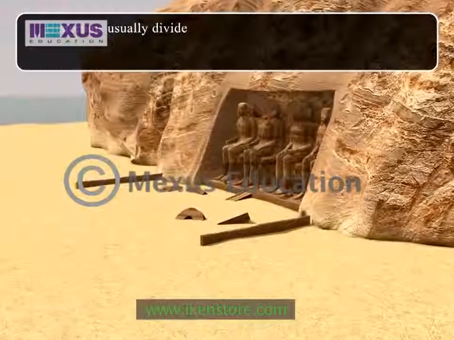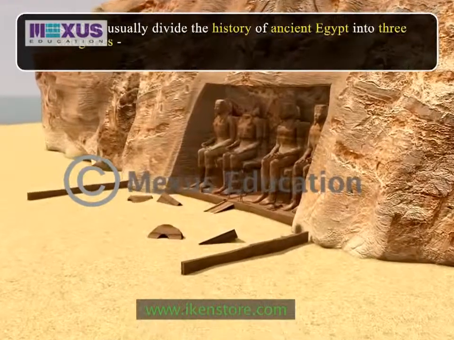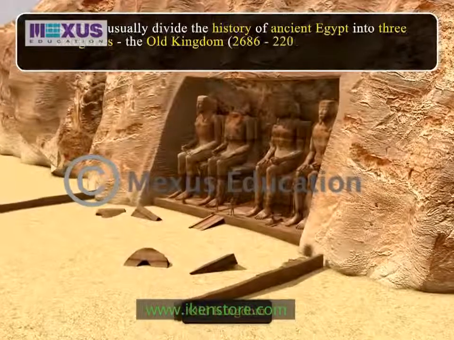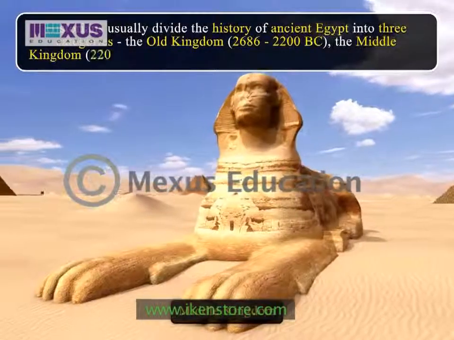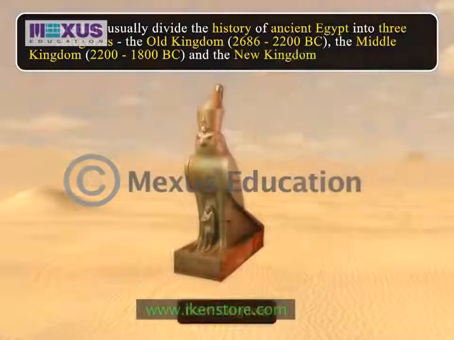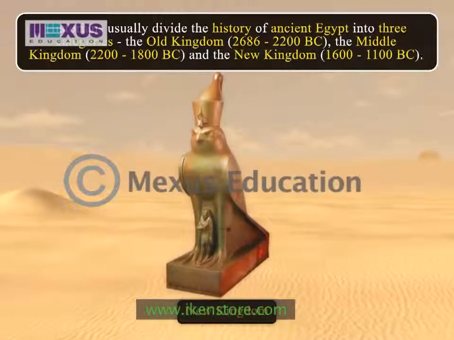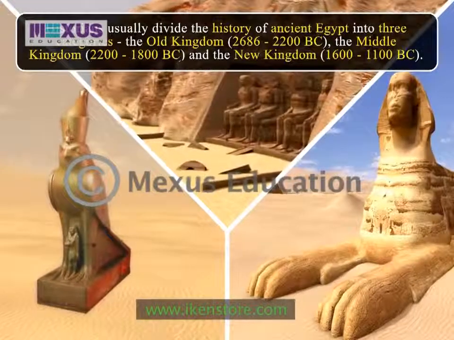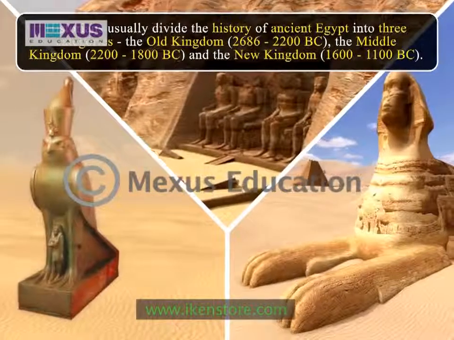Historians usually divide the history of ancient Egypt into 3 categories. The Old Kingdom, 2686 to 2200 BC. The Middle Kingdom, 2200 to 1800 BC, and the New Kingdom, 1600 to 1100 BC. However, the earliest known settlers in ancient Egypt were in villages established over 5,000 years ago.